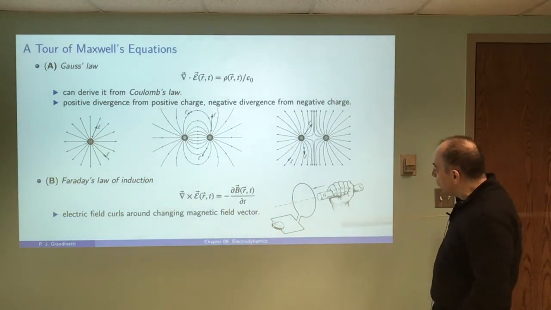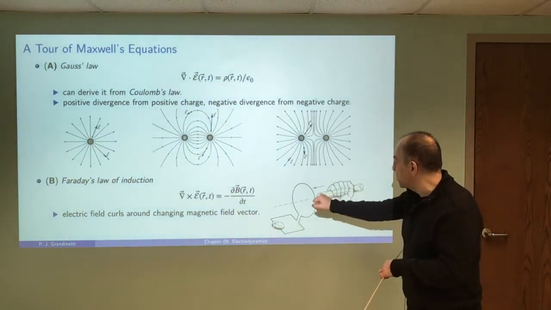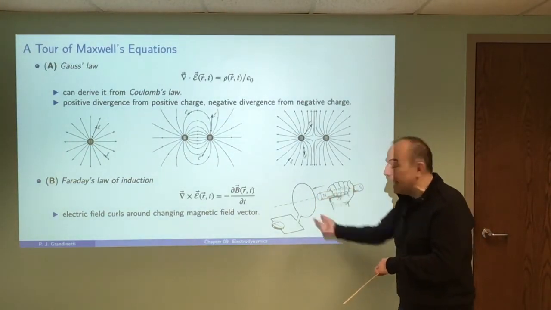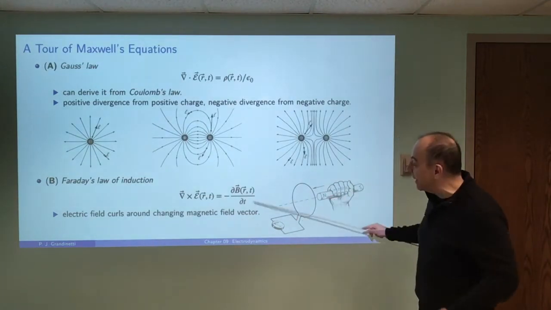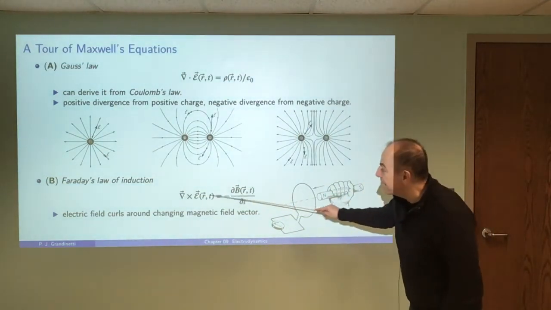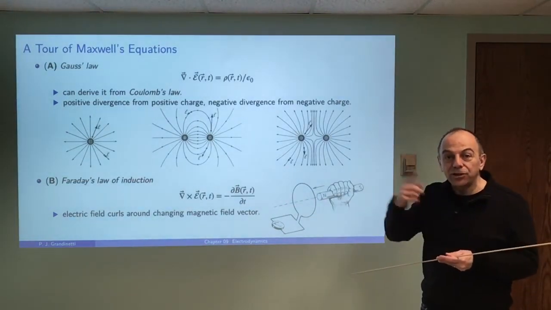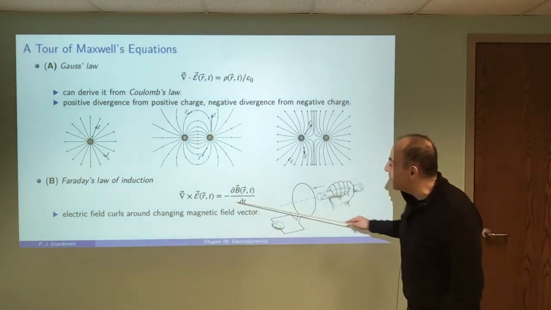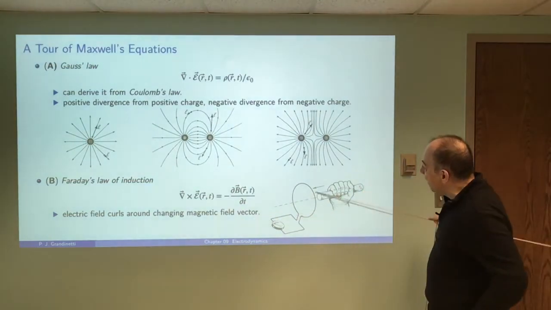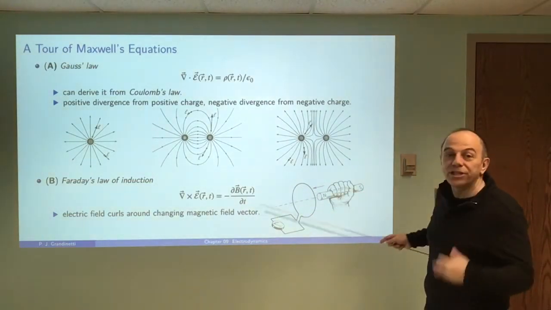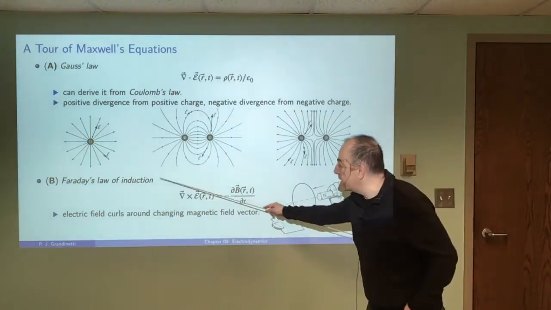As you plunge this magnetic bar through the wire, you're creating a swirl of electric field around that change in the magnetic field direction. Remember that this curl represents a circulation of electric field, and that's generated by a changing magnetic field. This swirl of electric field then induces the current to flow, and that's what we detect here. So that's Faraday's law of induction.